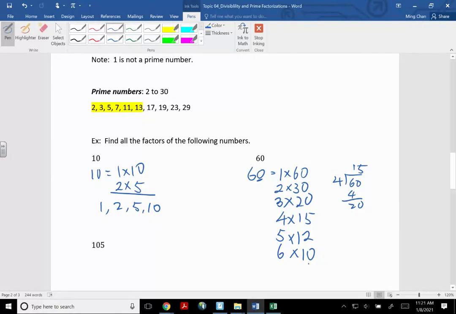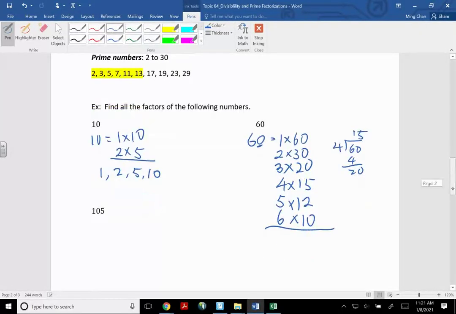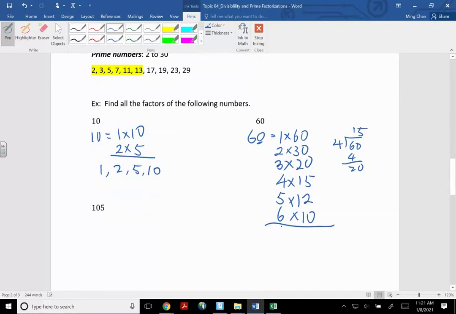10. Oh, I already got 10, right? 10 times 6 is 60, so that's it. I don't have to write 10 times 6 because I'm repeating myself. So all the factors will be 1, 2, 3, 4, 5, 6, 10, 12, 15, 20, 30, and 60. All the other factors. So, all these are the factors of 60.